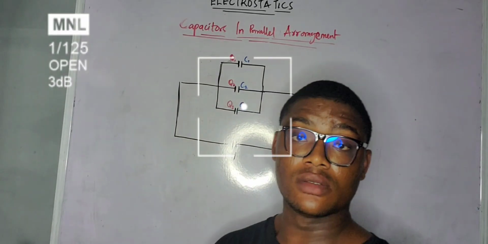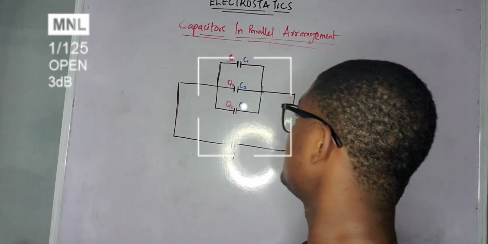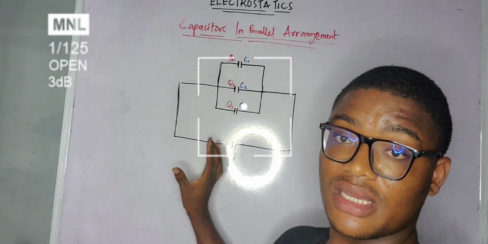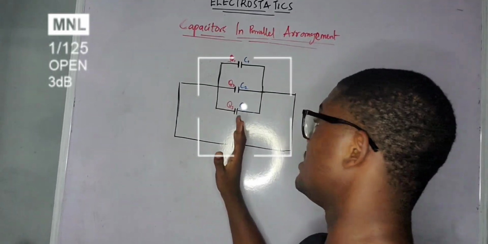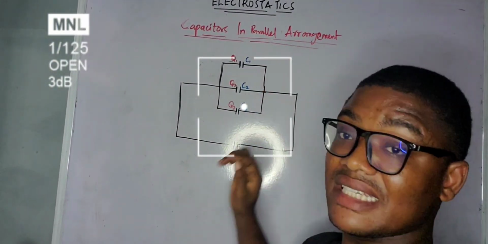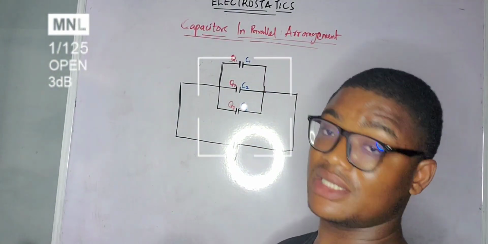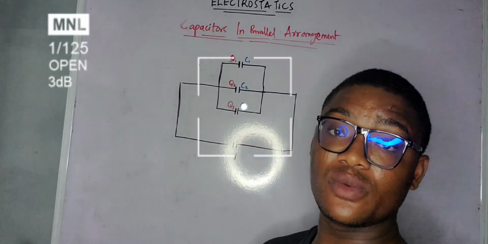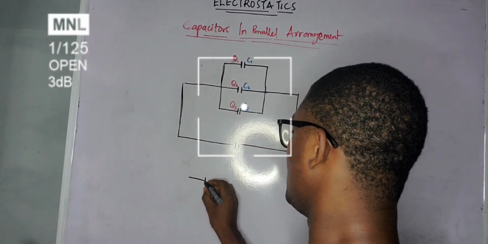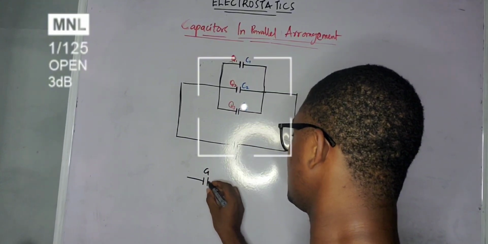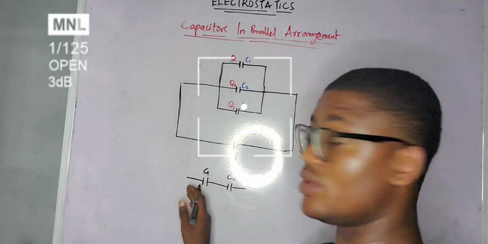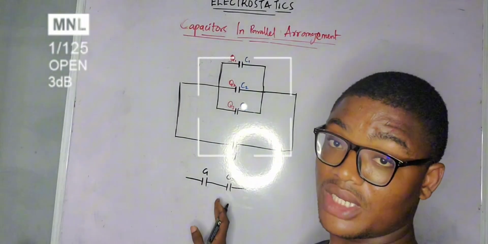So moving on, we now have capacitors in parallel arrangement. How do I know this one is parallel? If you check capacitors 1, 2, 3, you can see it is not one line that is joining them together. That is one thing I want you to know. But when we are dealing with series, we draw something like C1, C2. You can see it is just one line that is joining C1 and C2 together.